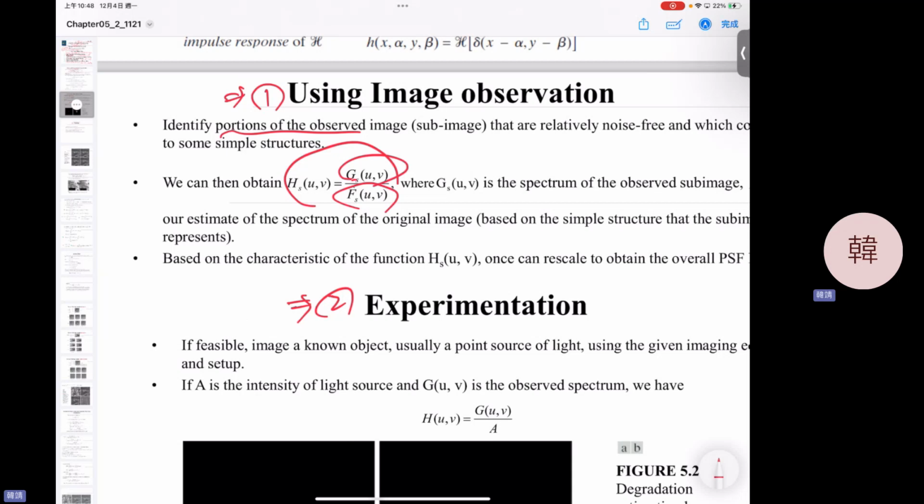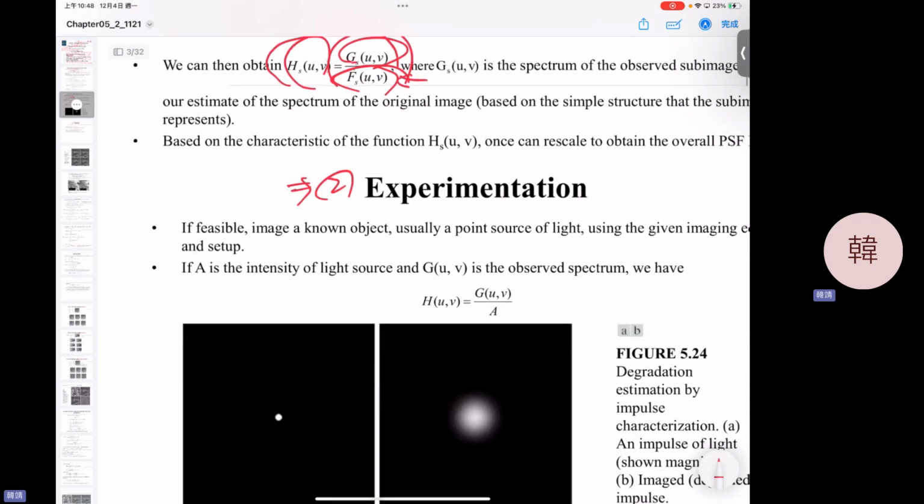So you just assume what your original image should be, and then divide the observed image spectrum by your assumed original image spectrum. You can roughly estimate your degradation model. So that is based on your experience and based on your image, whether there is any clear background model to assume.